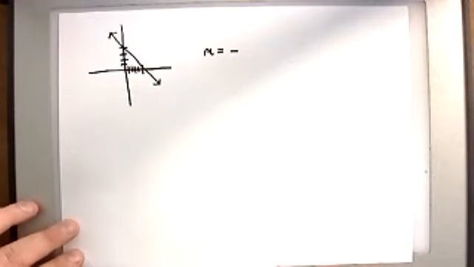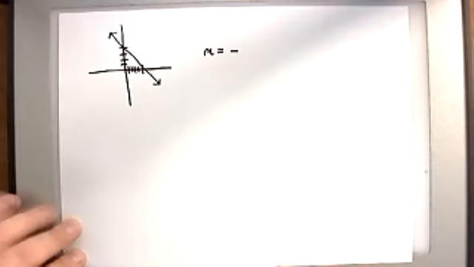I immediately know this slope has to be negative. If it's not, I've done something wrong, okay? So just keep that in mind. It's a nice, easy way to tell at least the sign.